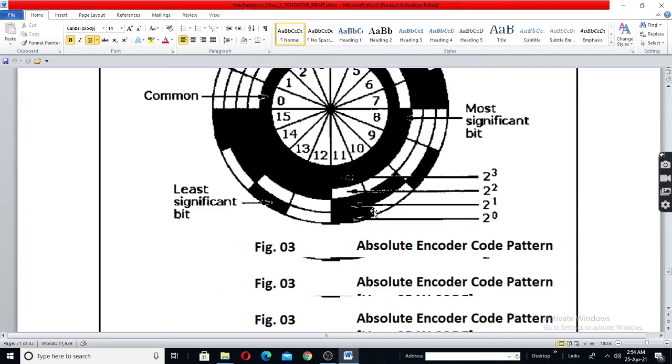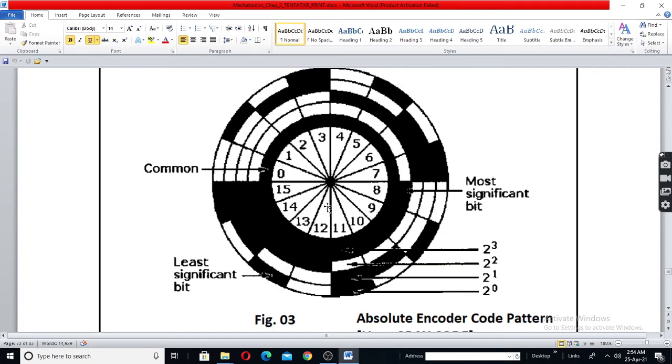But here it is not so. As soon as power comes again, immediately it can understand where it is, where it had stopped, because you know this pattern. So that is the advantage of the absolute encoder.